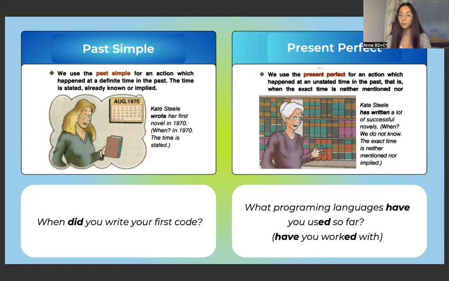We use the present perfect for an action which happened at an unstated time in the past. That is, when the exact time is neither mentioned nor implied. So Kate Steele has written a lot of successful novels. We don't know when; the exact time is neither mentioned nor implied. But we have the experience or result, that she has written a lot of successful novels.